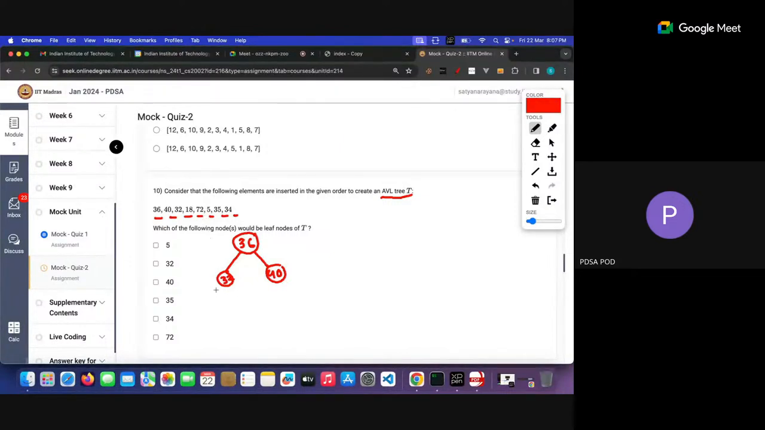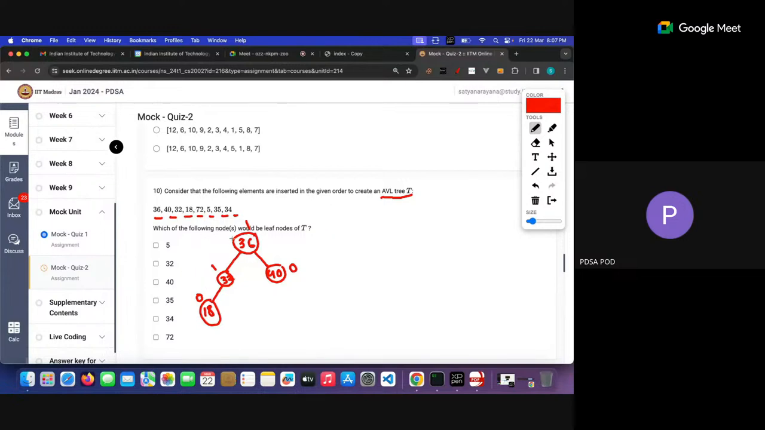Next 18 came. It goes to the left of 36 and then left of 32, as 18. Once 18 is added, is there any problem with the balancing factor? Can you tell me? No, sir. No problem, because the balancing factor for this one is zero, as it does not have left and right descendants. For this one it is one, am I right? Yes. For this one it is zero. And for 36, it is two minus one, so one in absolute value. So adding 18 is also no problem.